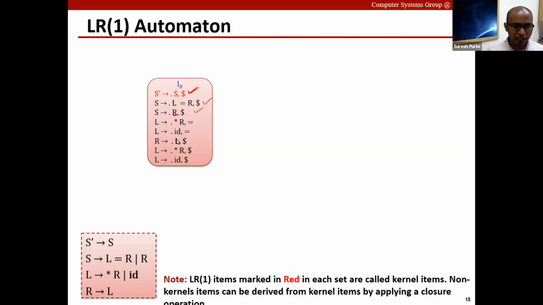If you see here, these are the two things. When we are anticipating a string that is derivable from L followed by dollar, then we are anticipating a string that is derivable from star R followed by dollar or ID followed by dollar. What I mean to say is the state I0 captures different ways in which the parsing process can unfold. If you want to draw a tree diagram, you can draw a tree diagram like this. The beginning of the story is you are expecting a string that is derivable from the non-terminal symbol S followed by dollar.